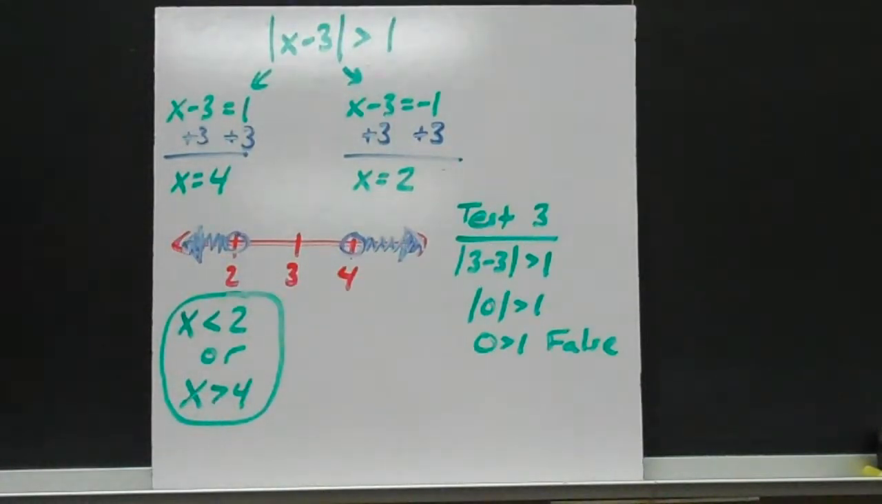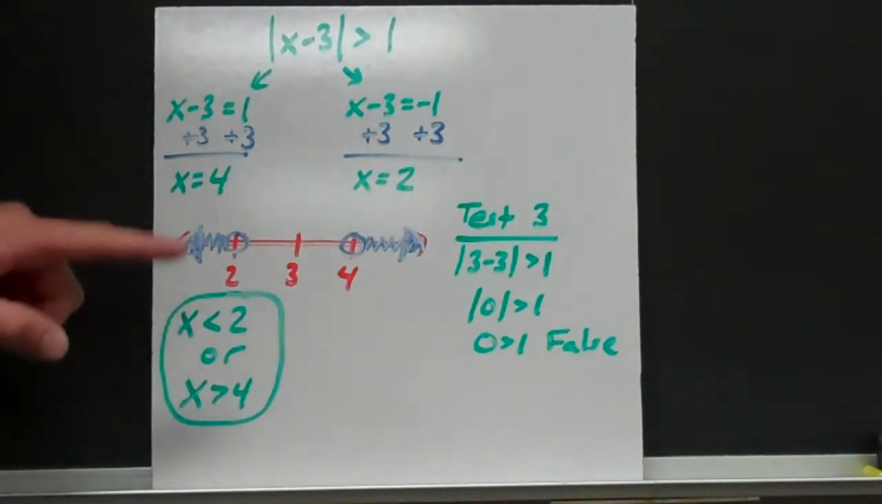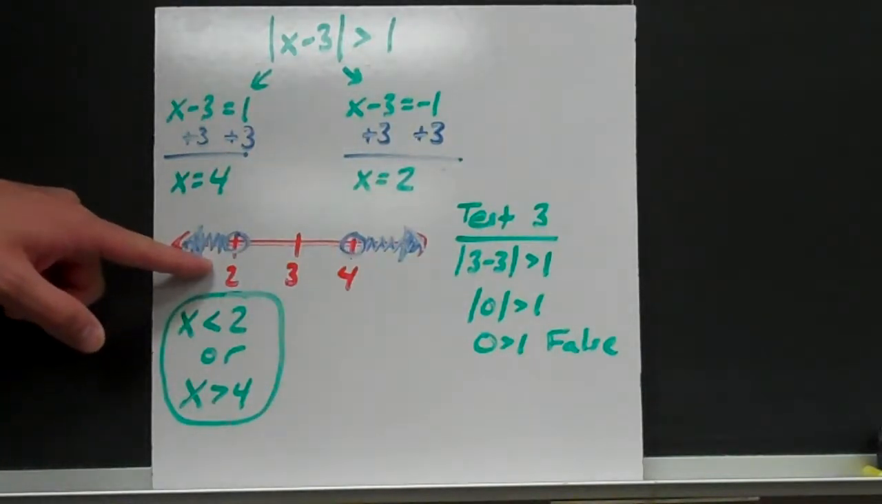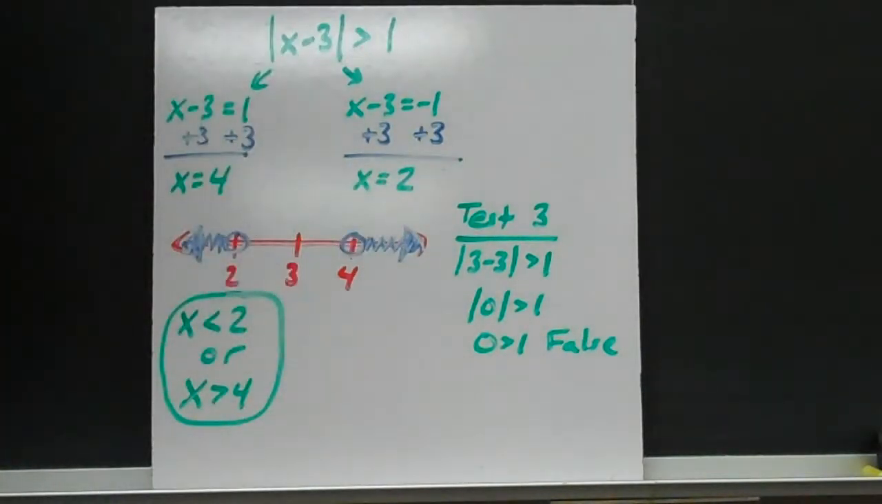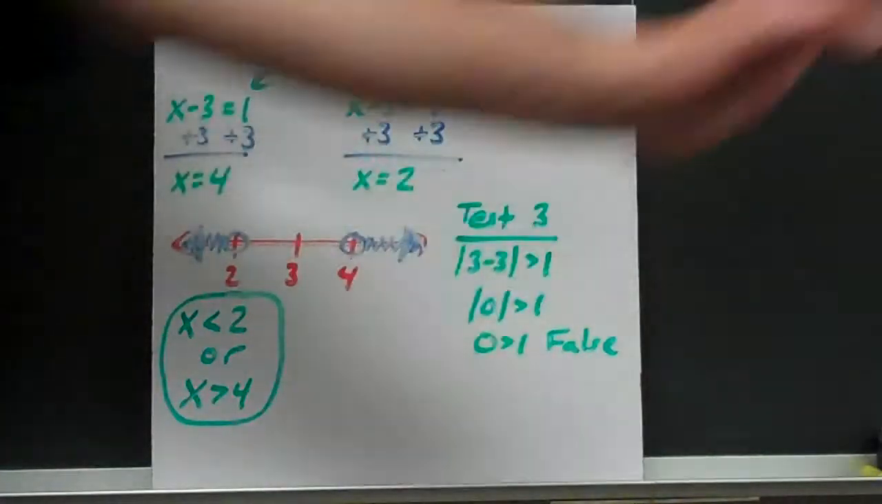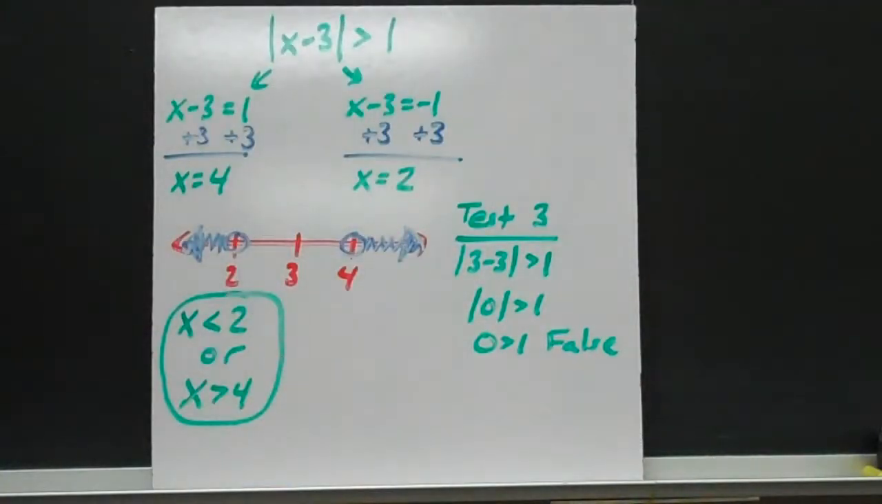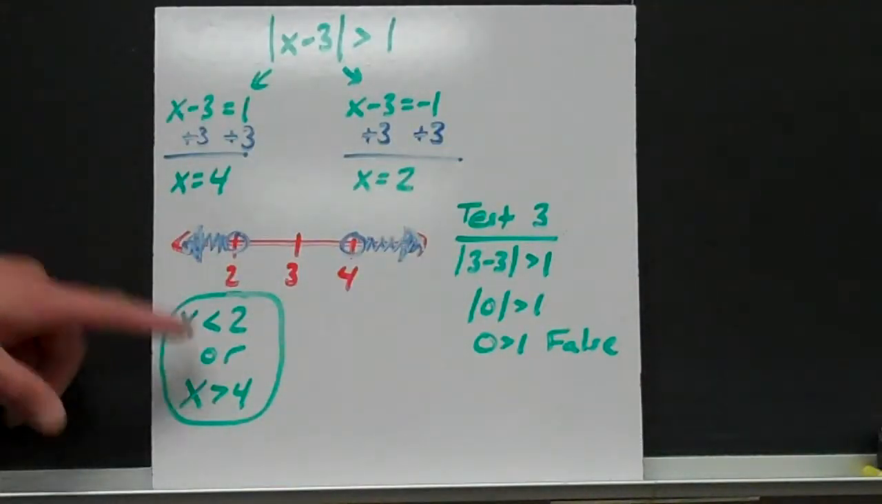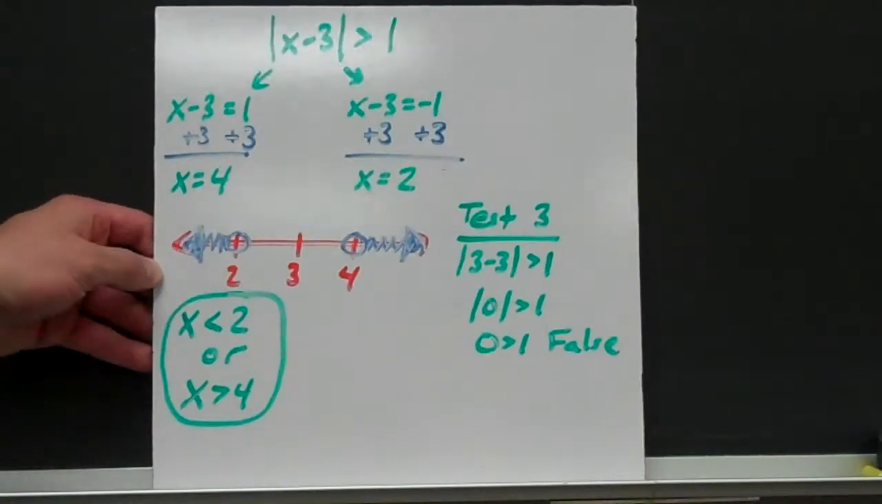And just as on the last problem, we needed the word "and" in between. This time we need the word "or." If you're in the middle, you need "and." If you're on the outsides, you need "or." And that's because we can either be less than 2 or greater than 4. But we can't be both of those at the same time. Less than 2 is over here, greater than 4 is over here. We can't be both of those at the same time, so we need the word "or" this time.